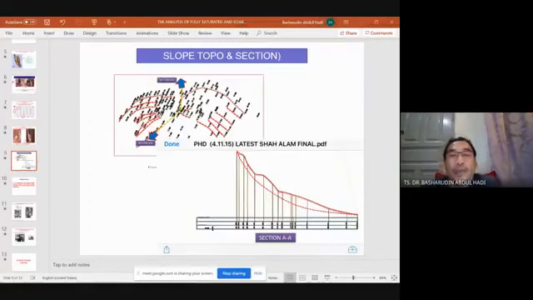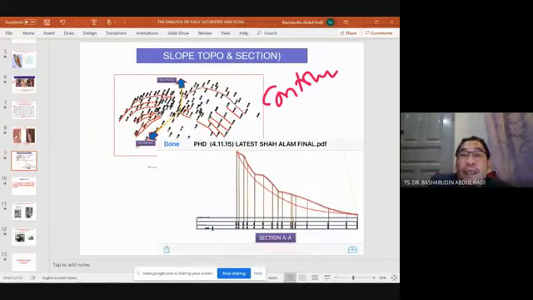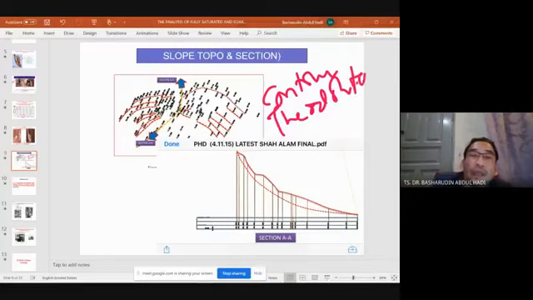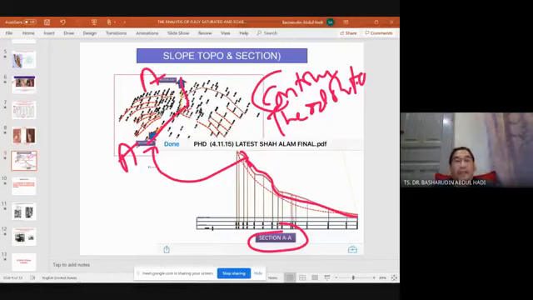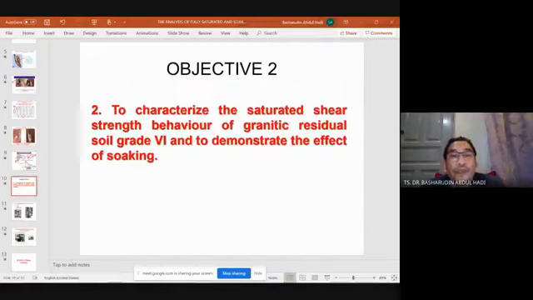Next, we map this slope using a contour, and we made this contour by applying a theodolite survey. When we finished, we got the contour. We cut this section because it is very steep, and we get this profile, which is based on this section. We call it section AA. So this is the profile, and we finish objective number 1.